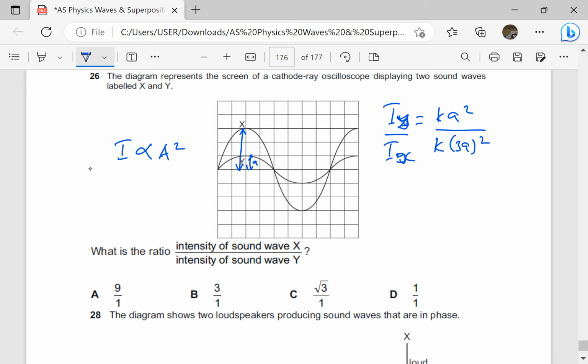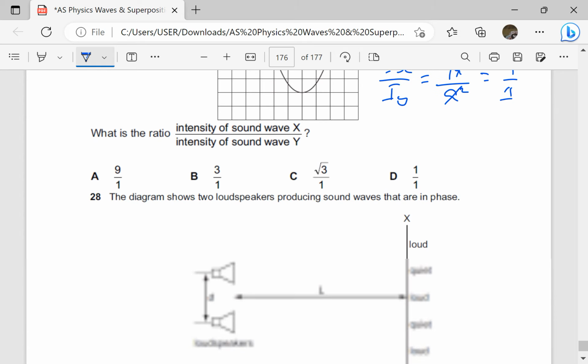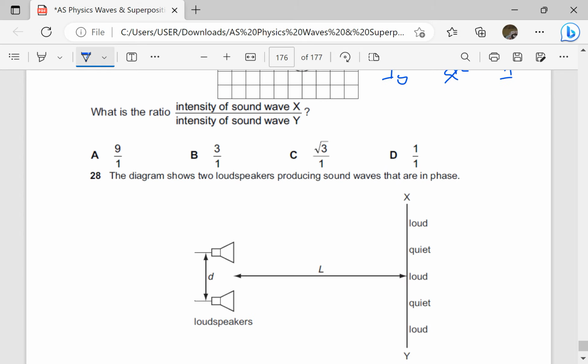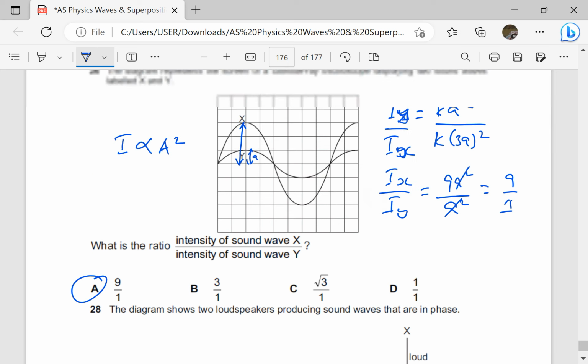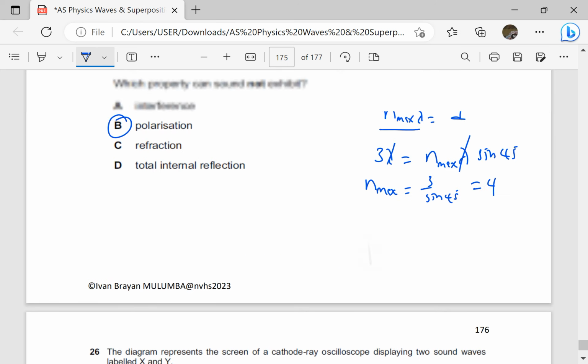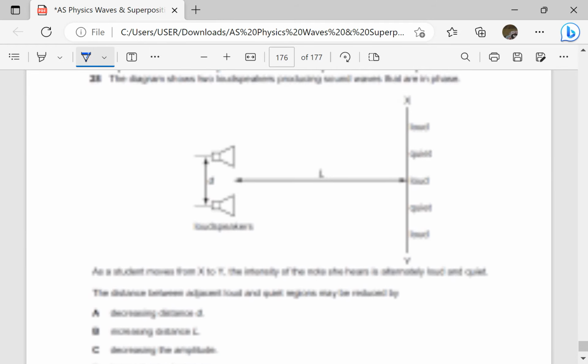Now we get the reciprocal. So intensity of X over intensity of Y is going to be 9A squared divided by A squared, which makes the ratio to be 9 over 1. So this is 9 divided by 1. By the way, the answer here is going to be A. Hope I circled the previous answer, yes.